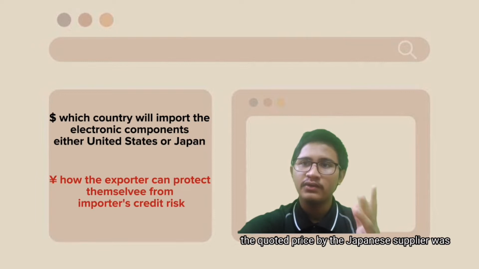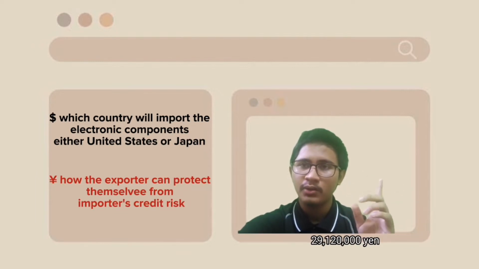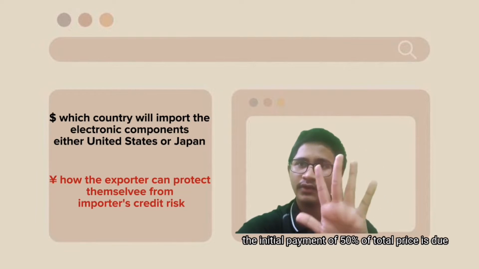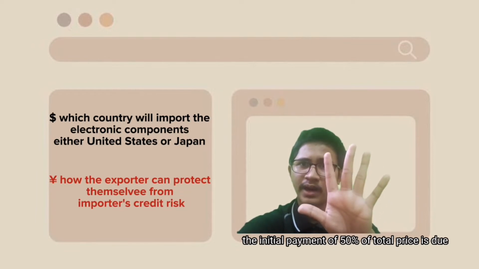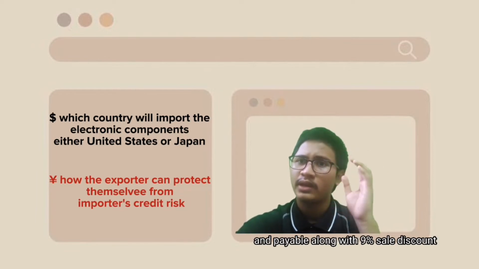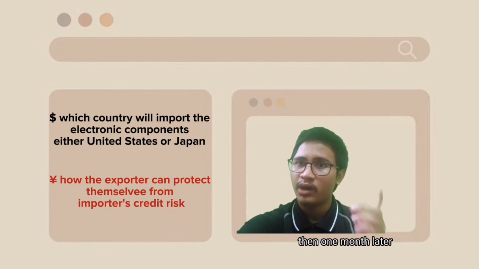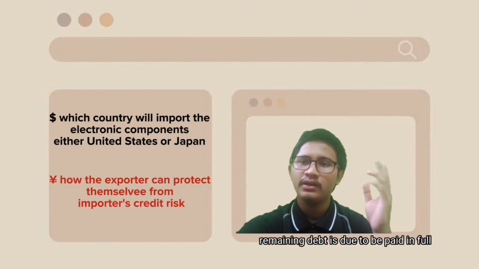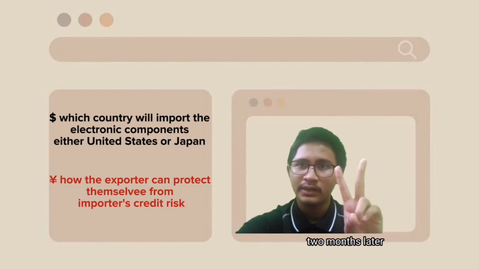The quoted price by the Japanese supplier was 29,120,000 yen. When the contract is signed, the initial payment of 50% of the total price is due and payable, along with a 9% sale discount. Then 1 month later, payment of 70% of the remaining amount is due. The remaining debt is due to be paid in full 2 months later.